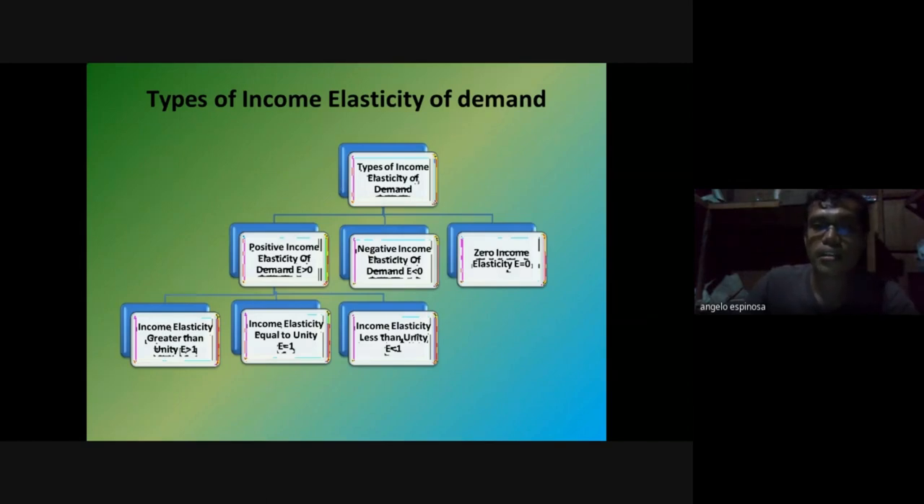So these are the types of income elasticity of demand. We have positive income elasticity of demand, which is greater than zero, and negative income elasticity of demand, which is lesser than zero, and zero income elasticity, which is equal to zero. Under positive income elasticity, we have greater than unity, greater than one; income elasticity equal to unity, elasticity equal to one; and income elasticity less than unity, elasticity less than one.